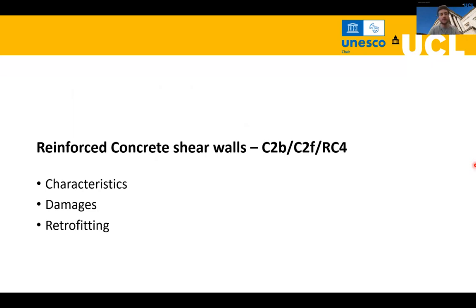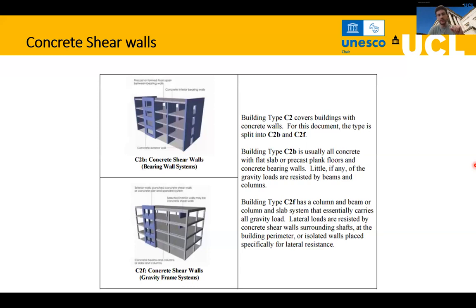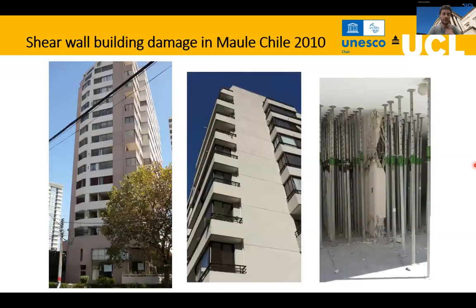Finally, in the last part of this presentation, there are the shear walls. They are called in the FEMA 647 C2B or C2F, while in the GLOSSY approach, they are called RC4. As you may remember from the previous session, these are buildings with vertical elements as shear walls that can or cannot carry vertical forces, but all the lateral stiffness will be sustained by this element. So these are used a lot in high-rise buildings.